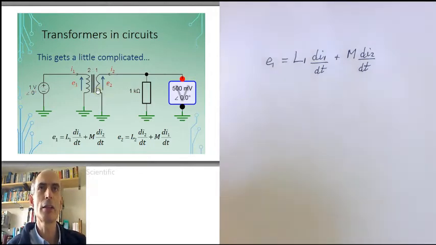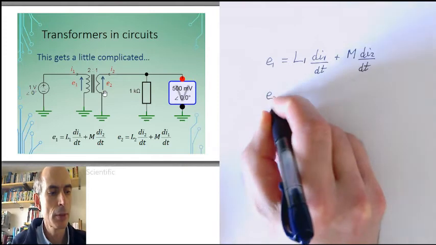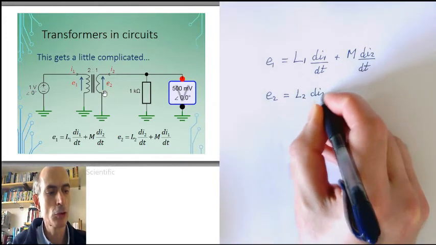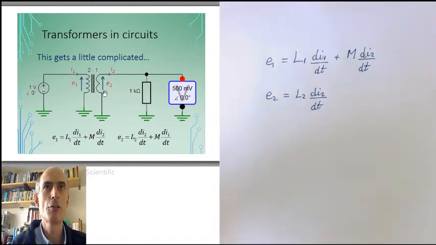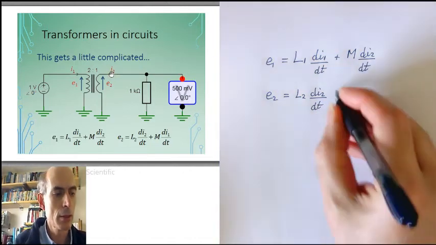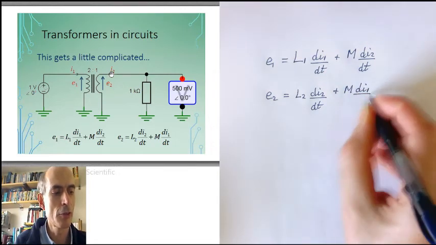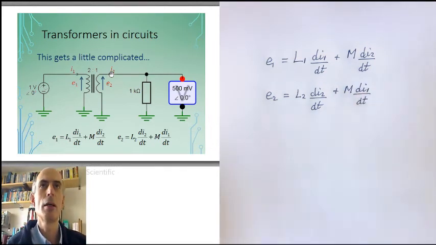And we apply exactly the same logic to work out a complete expression for the EMF on the secondary side, E2. It has a contribution from the changing magnetic field caused by the current in the secondary, I2, and also a contribution caused by the changing current on the primary side, I1.